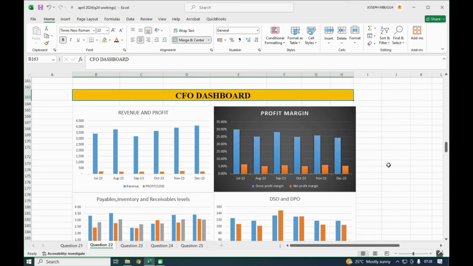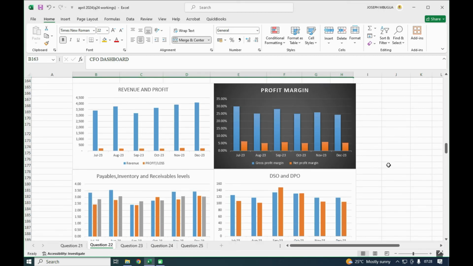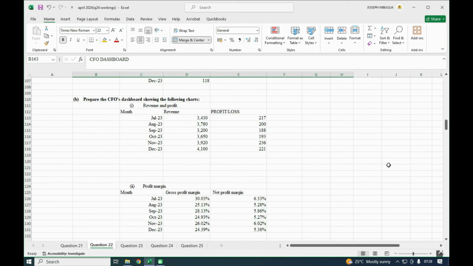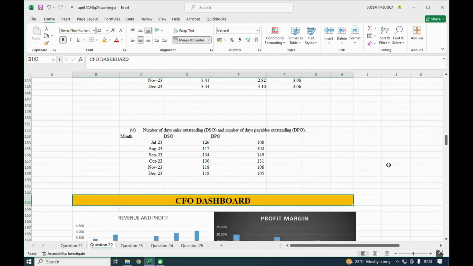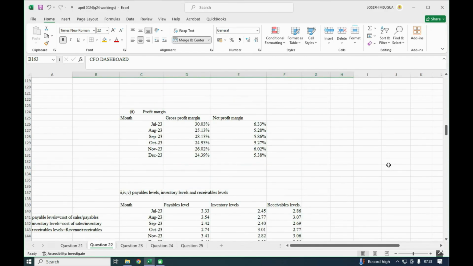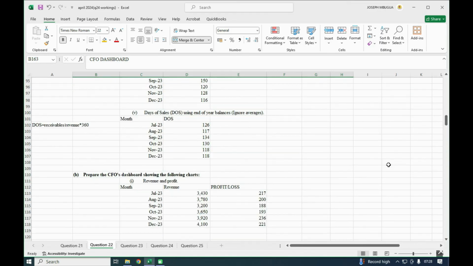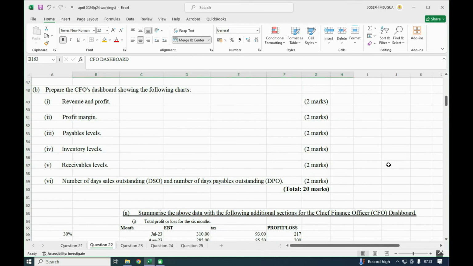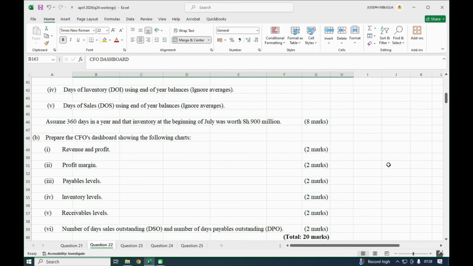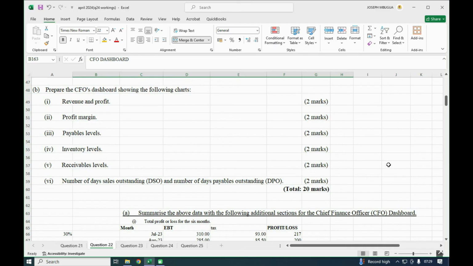CFO dashboard showing the revenue and profit, the profit margin, payables, inventory and receivable levels, and the days of sales and days of purchase. So that is our dashboard, what was required in Roman 2. And that's all for this particular question that required us to summarize the additional section for the CFO dashboard, and then prepare the CFO dashboard showing the following charts.